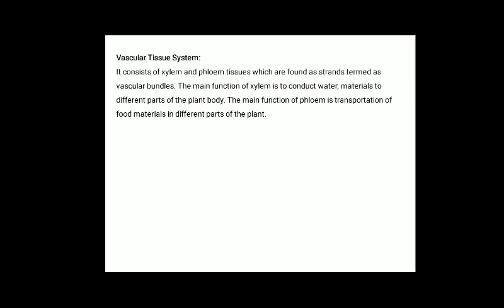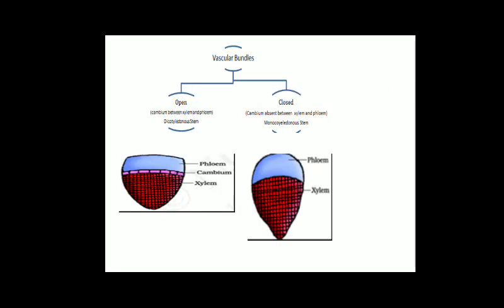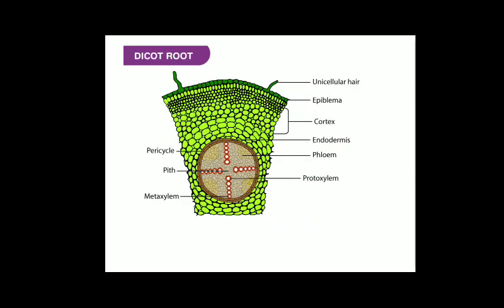Then vascular tissue system, which consists majorly of xylem and phloem, responsible for transport of food as well as water. So vascular bundles are of two types, that is open and closed type. In open type, if cambium is present in between xylem and phloem, it is open type, which is seen in dicotyledonous stem. In closed type, cambium is absent in between xylem and phloem. This is seen in monocotyledonous stem.